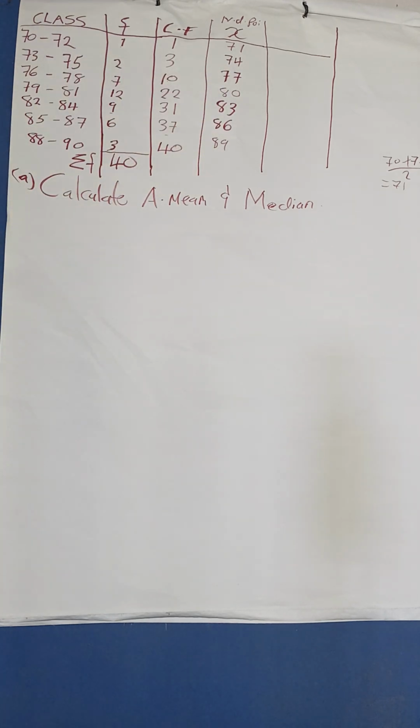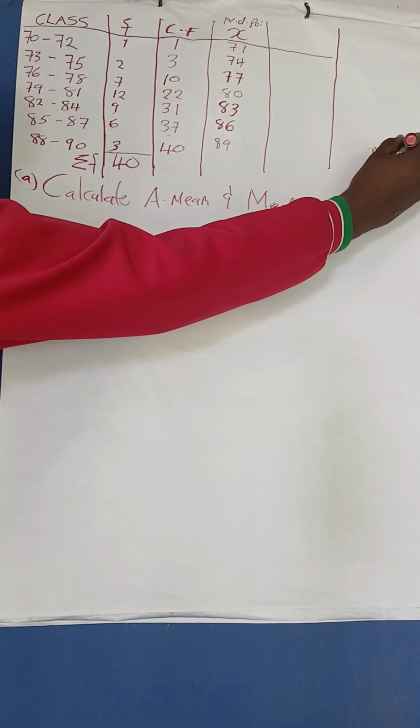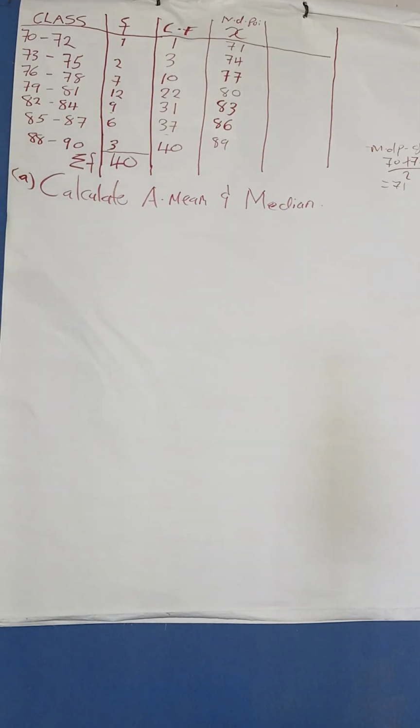So that is how we get the midpoint of the class. Good. I think we are all understanding this. So it's just up to us to master how to come up with the frequency distribution table.